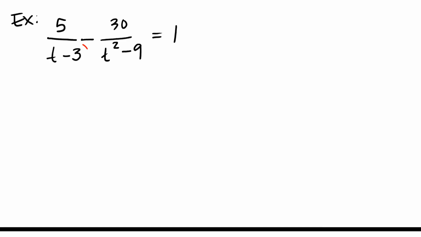So again, we have variables, but they're in the denominators. We have two different denominators. So what you want to do in this case is you want to think about both of those denominators. It would not make sense to just multiply by both of them, because what's going to happen is we're going to end up with a t cubed, and bad things will happen.